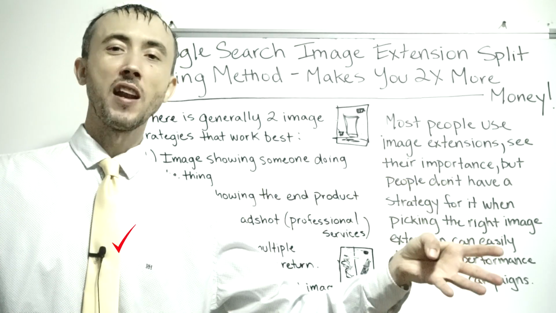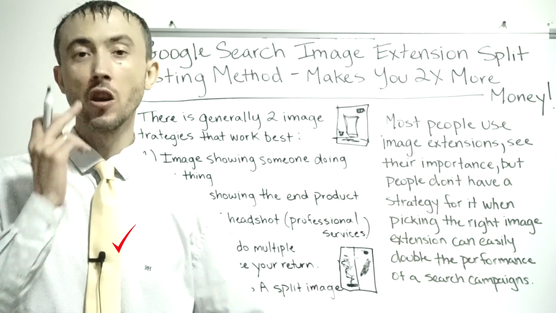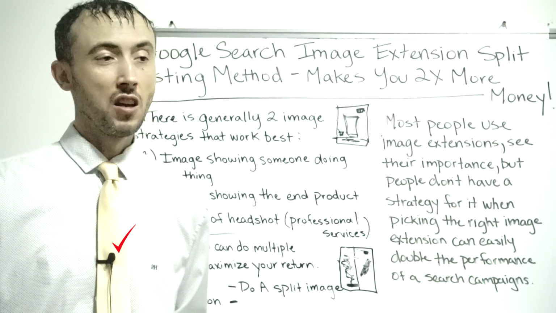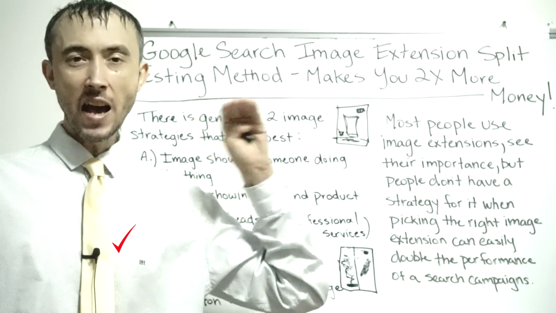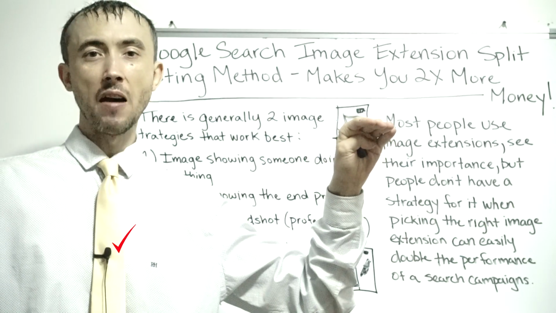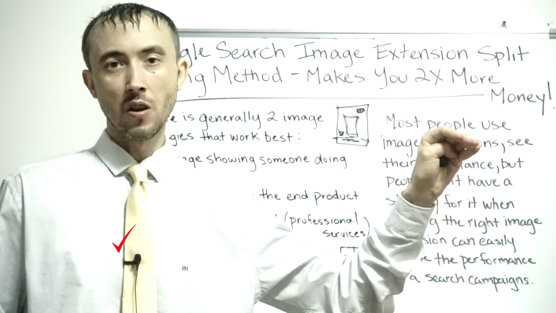You're not going to just run out and change your image extension and then see what happens. No, you're going to be scientific about this. You're going to go into your search campaign, find the highest traffic keyword you have that gets the most clicks, and put it into its own ad group, okay?